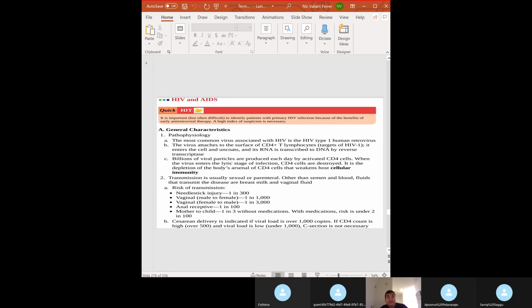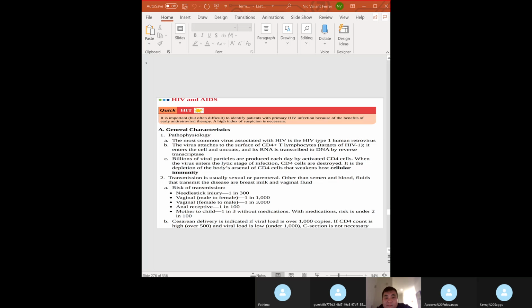So, HIV and AIDS. So what's the pathophys? HIV is caused by HIV type 1 human retrovirus. They attach to the surface of the CD4 T lymphocyte, they enter the cell, they uncode, and the RNA is transcribed to DNA via your reverse transcriptase. Therefore, the CD4 cells are being destroyed by the HIV type 1 human retrovirus. This depletion of CD4 weakens your cellular immunity.